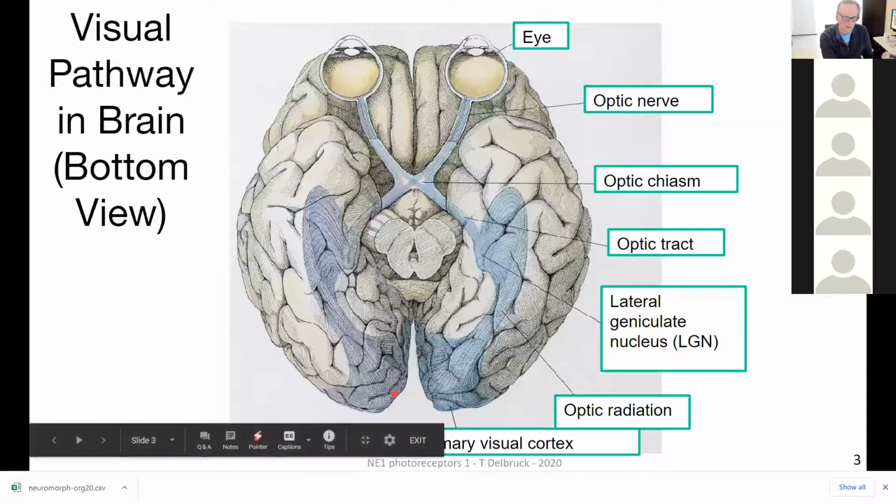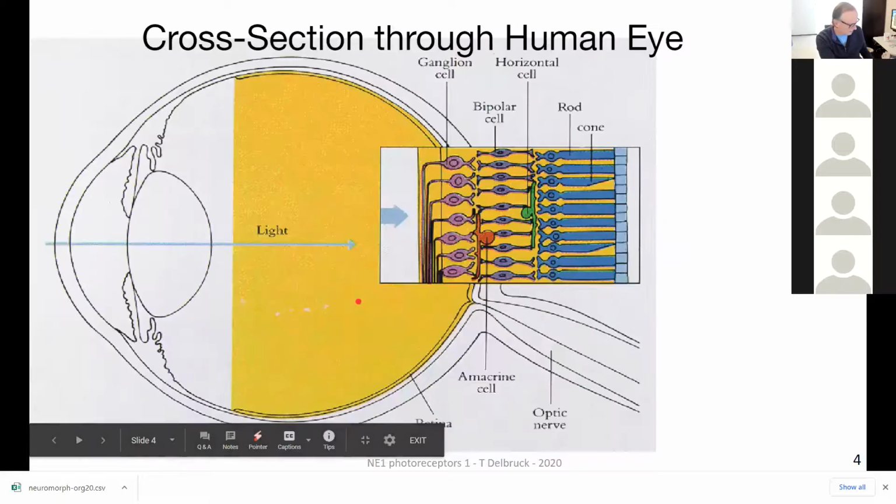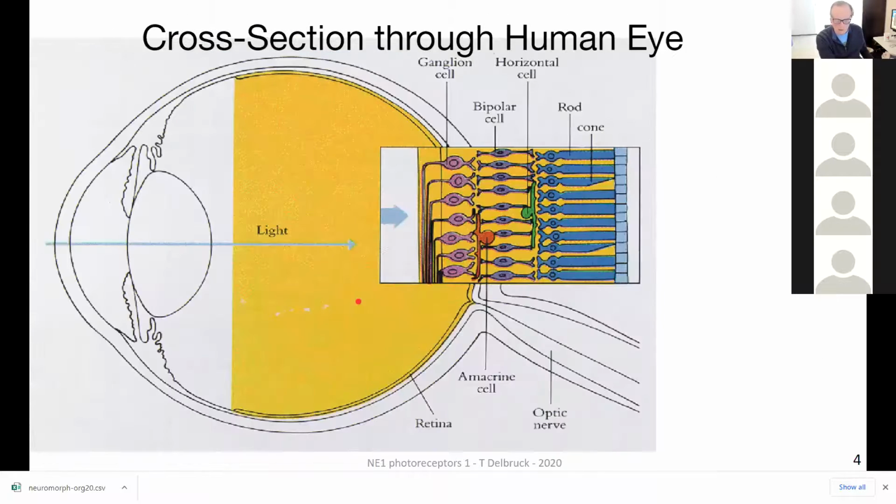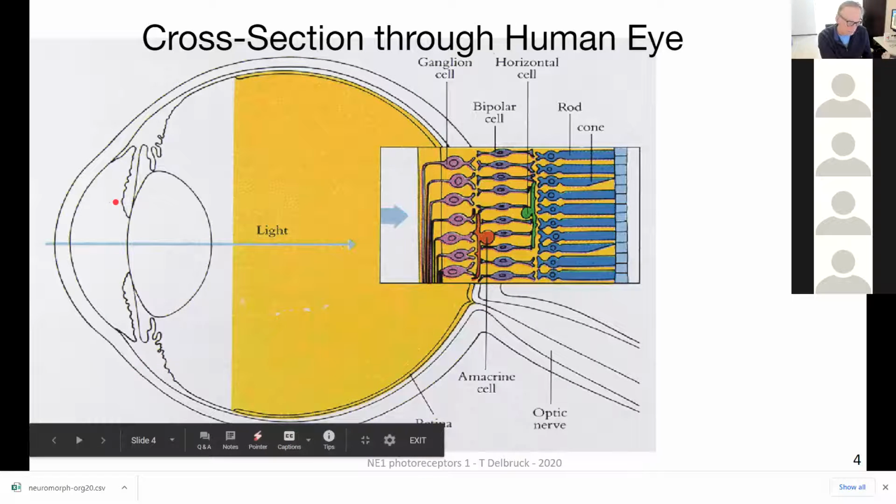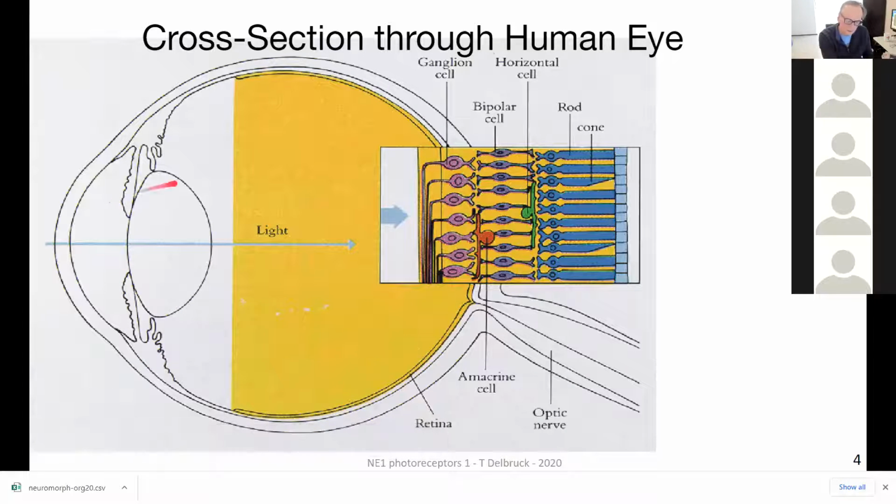But then if we look back at the eye, we see that it's actually an amazing structure that has a lot of sophistication all by itself. So it starts with the optics. There's a cornea, which is an optical focusing tissue here that the contact lens sits on the outside.